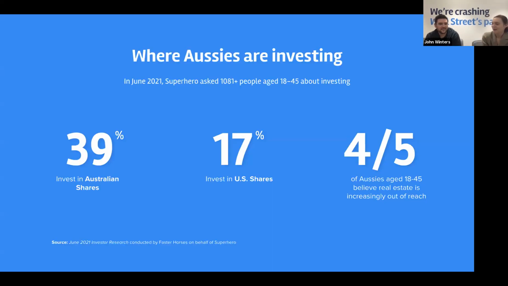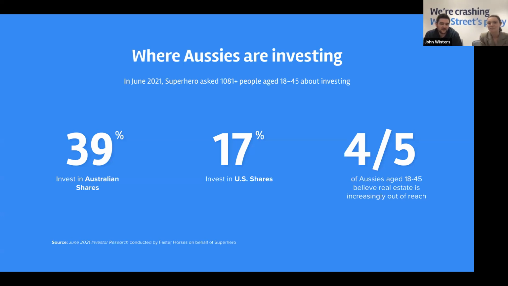So, where Aussies are investing. John, we did some research based on 18 to 45-year-olds and where their positions were in investing. And these were some of the stats. Would you mind taking us through what these mean for you and how you're thinking about the landscape of investing at the moment?